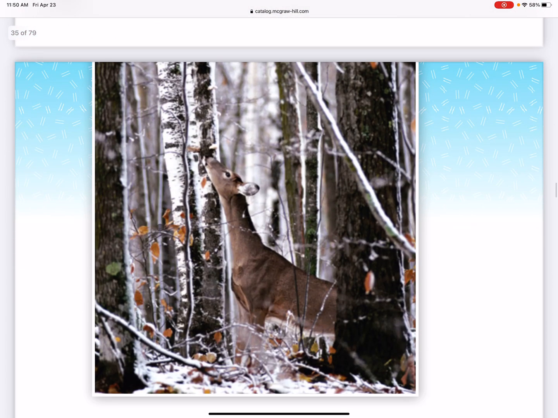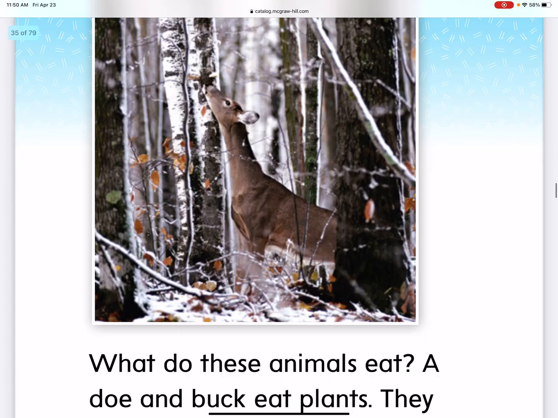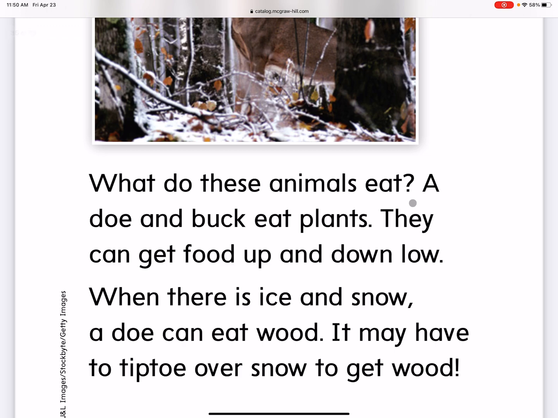Okay, look at this photo. What do you think she's trying to do to that tree? It looks like she's licking it. Maybe this paragraph will tell us. What do these animals eat? A doe and buck eat plants. They can get food up and down low. Ooh, and low is one of your bonus words for this week's long O spelling test. When there is ice and snow, a doe can eat wood. It may have to tiptoe over snow to get wood.